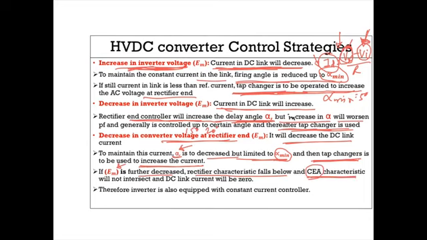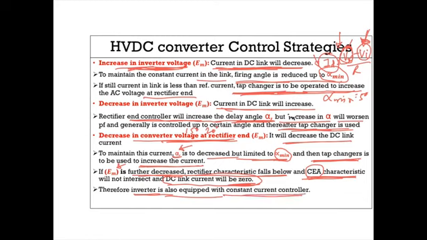If the AC voltage is further reduced, then the rectifier characteristic falls below the characteristic of the inverter. So in case the AC voltage on the rectifier has decreased significantly, there is a possibility that the rectifier characteristic falls below the inverter characteristic, and these two characteristics may not intersect, and hence the direct current, or the DC link current, may reduce to 0. This condition is not good for the operation of the HVDC link, and therefore it is desired that the inverter is also equipped with a constant current controller.